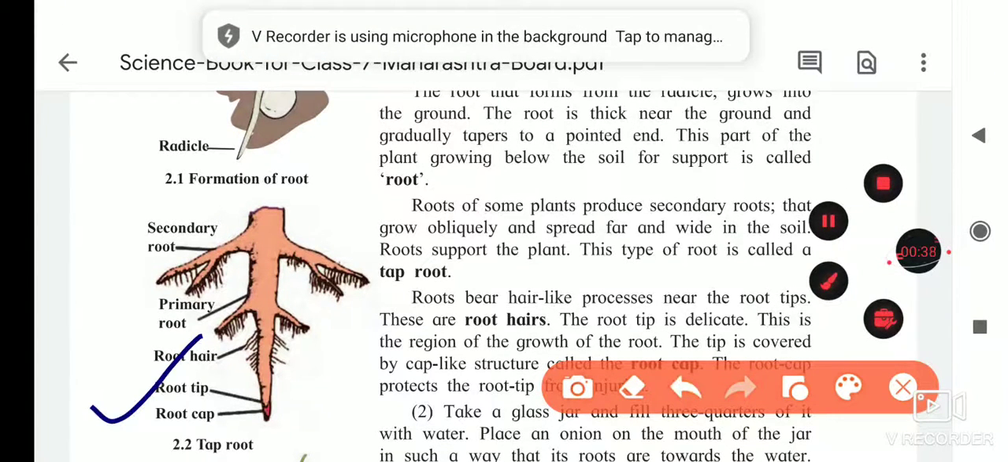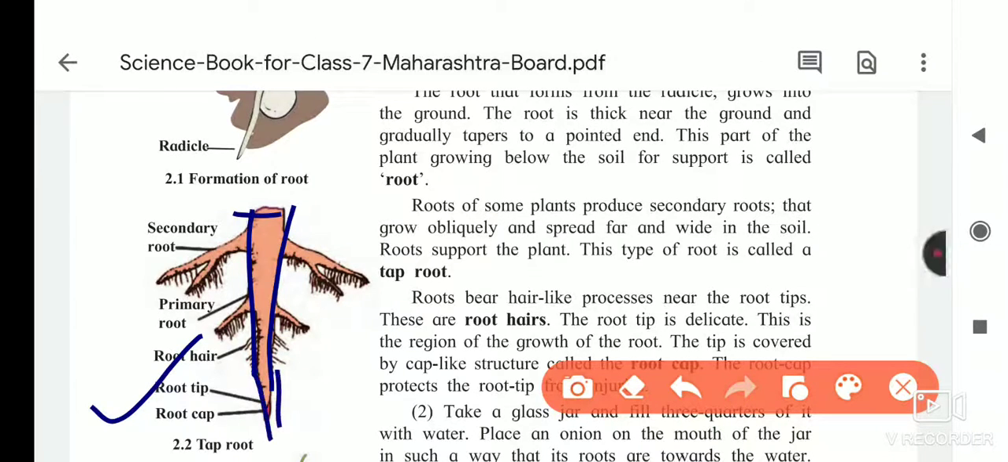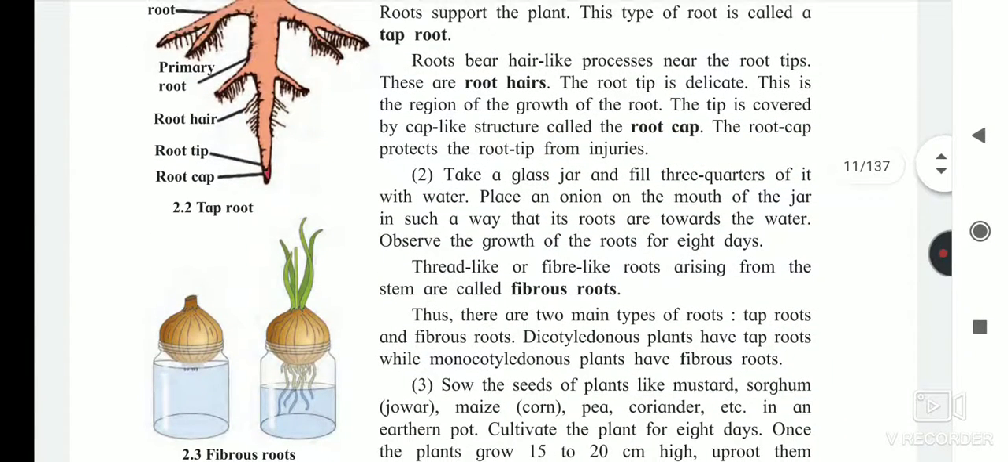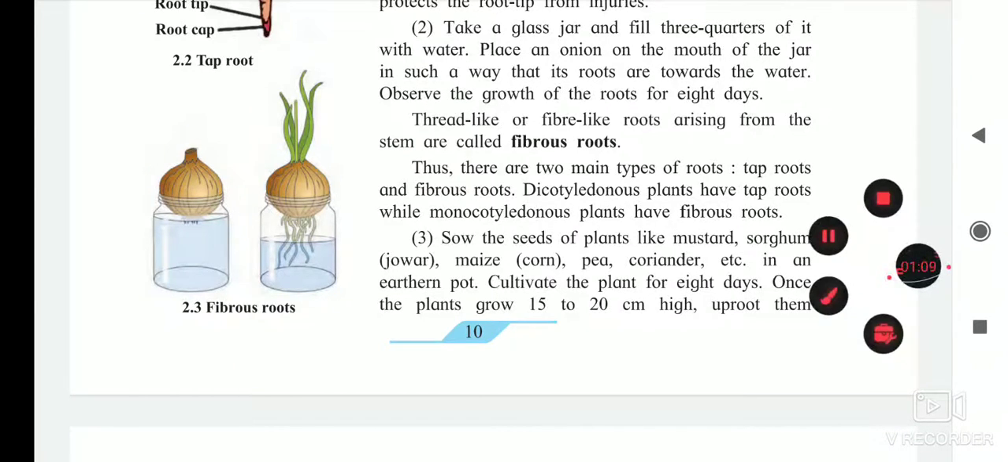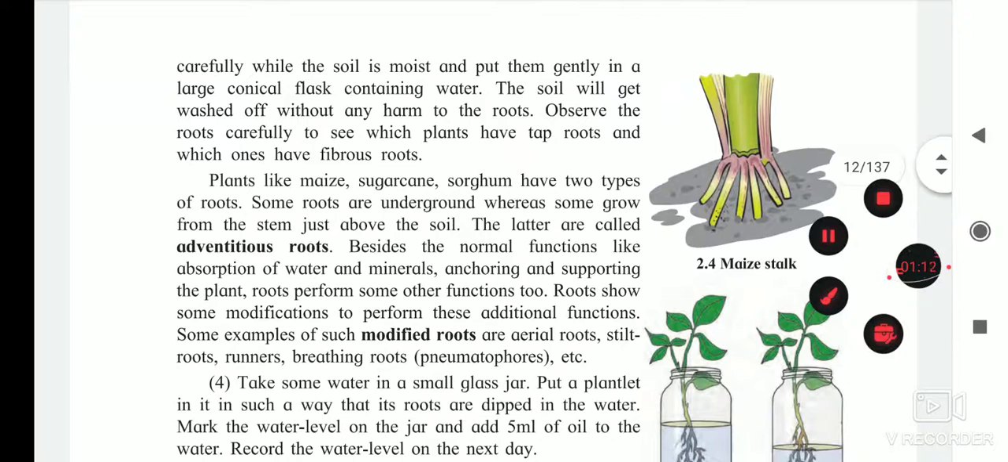Inside it we see the taproot, which I told you is broad at the upper surface and tapers towards the end. It has primary roots, secondary roots and root hairs. The root cap protects the growing part of the plant. Then we saw the fibrous root. Fibrous roots are seen in monocotyledons like maize and jowar, and the taproot we saw in dicotyledonous plants.